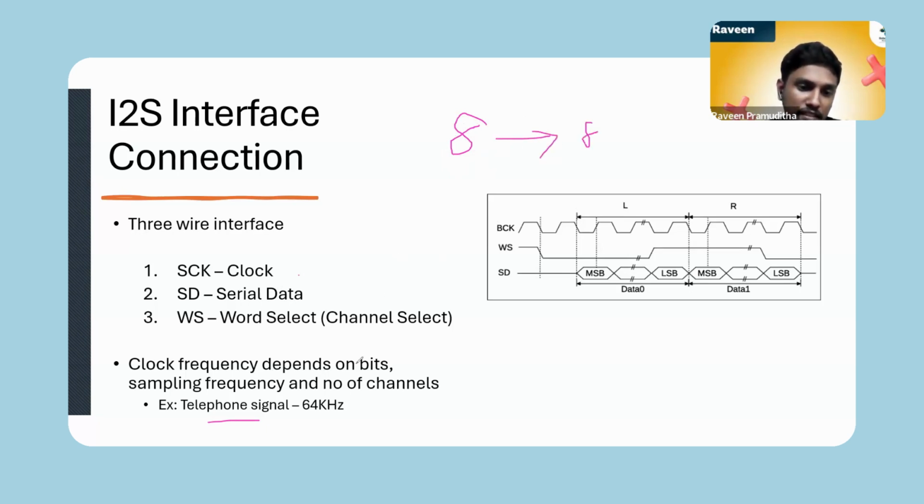So then, as the frequency in the telephone signal, we use as the sample frequency 8 kilohertz. In telephone lines we also have one data transmission line. Then we can set the telephone signal clock frequency to something like 64 kilohertz. So this is an example of an I2S interface connection clock frequency.